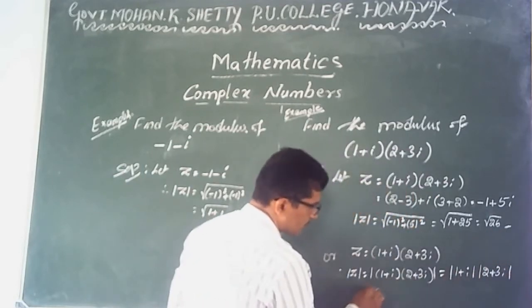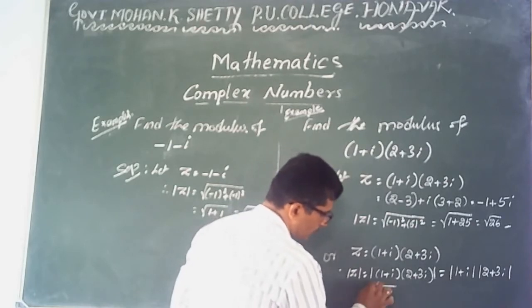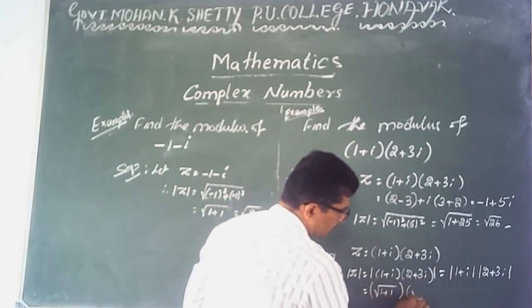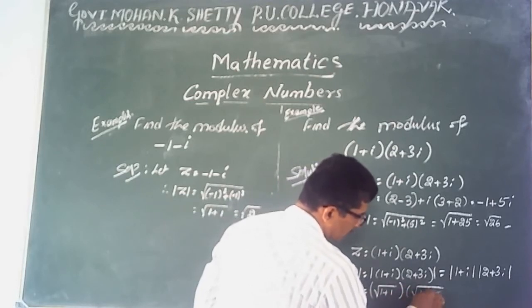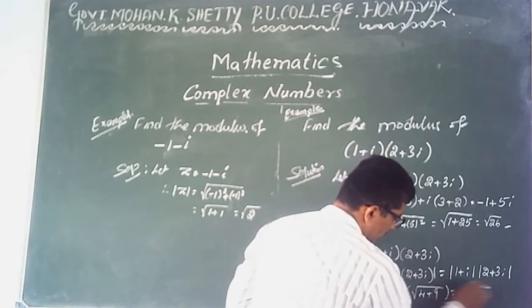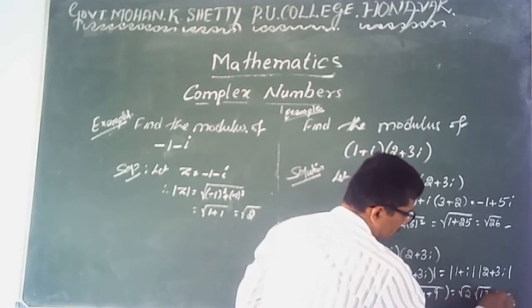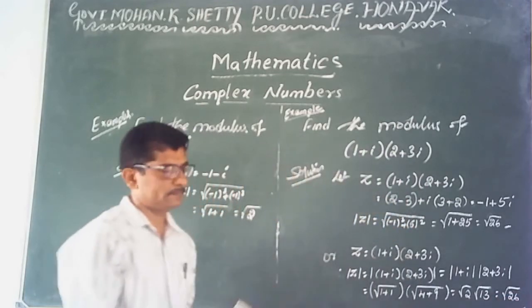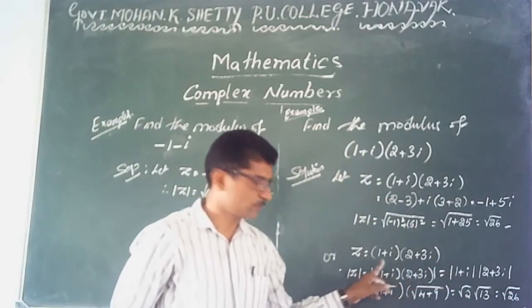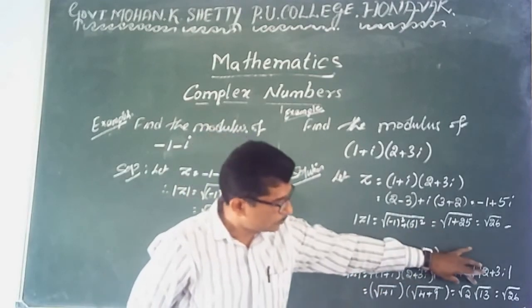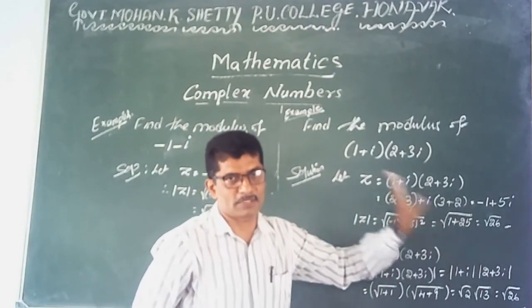Its value is equal to square root of 1 square plus 1 square into root of 2 square plus 3 square. Its value is root 2 into root 13. Its value is exactly root of 26. These steps are not necessary. You write directly because modulus of the product equal to product of their modulus.